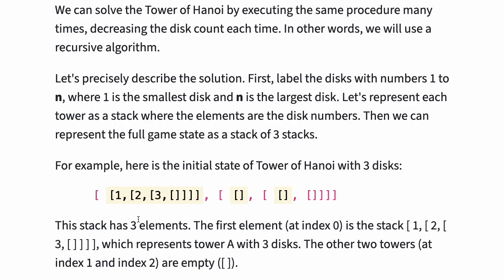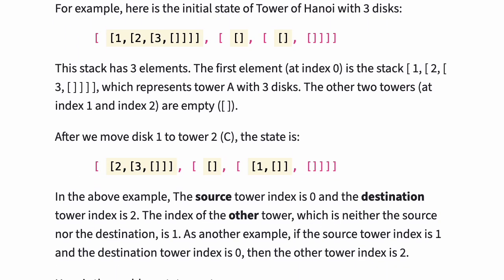This stack has 3 elements. The first element at index 0 is the stack 1, 2, 3, which represents Tower A with 3 disks. The other 2 towers, at index 1 and 2, are empty. After we move disk 1 to Tower 2, the state is as follows.